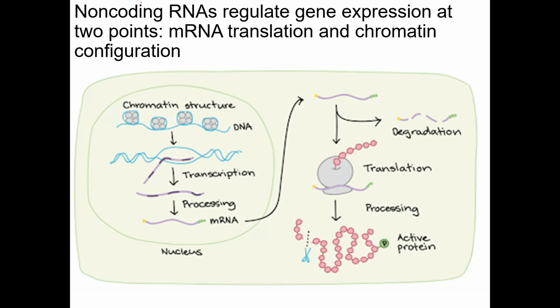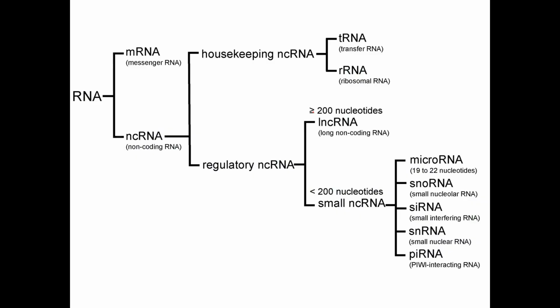So non-coding RNAs regulate gene expression at a couple of points. One is at mRNA translation, so from here to here, and another is with chromatin configuration. So some of these RNAs will bind to DNA and coil it up more tightly so that RNA polymerase can't get to them, and sometimes they will actually degrade the messenger RNA so it can't be translated.